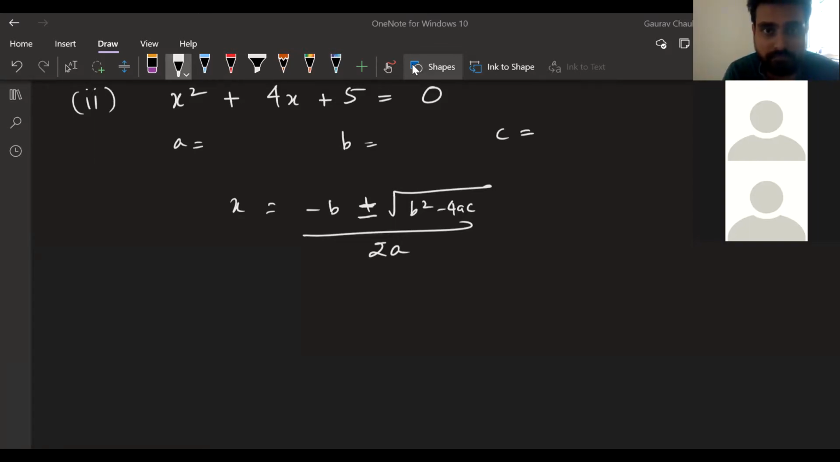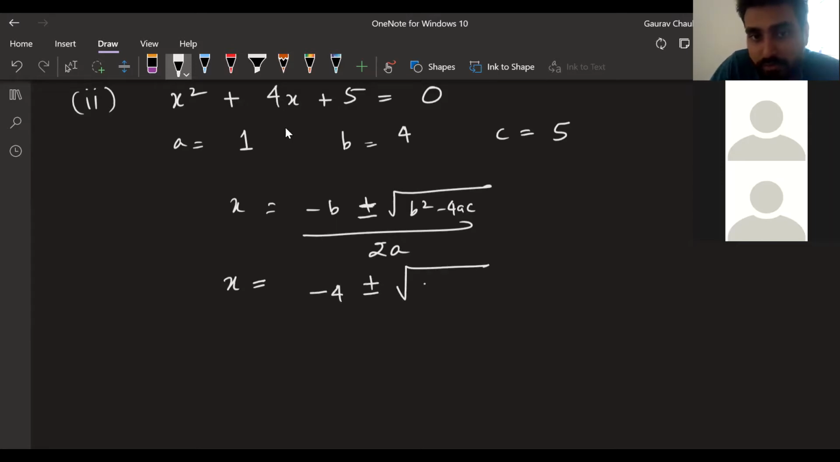Let me take it over. This is the first question you're doing. I should not have given this directly, my bad. I want all our eyes on the board. I have A as 1, B as 4, and C as 5. I'm going to substitute it in the quadratic formula. So x equal to minus 4 plus minus root over 4 square minus 4 into 1 into 5 for AC, by 2 into 1. Everyone okay with this so far?